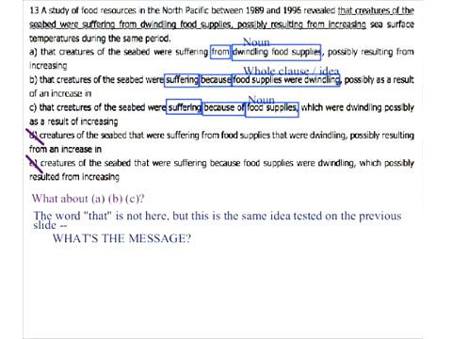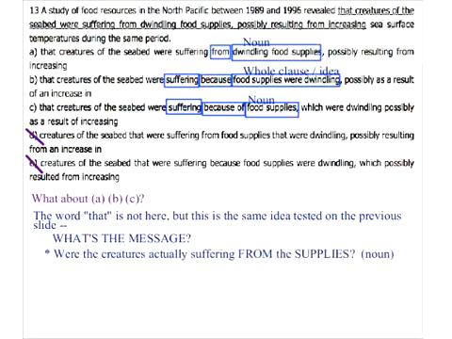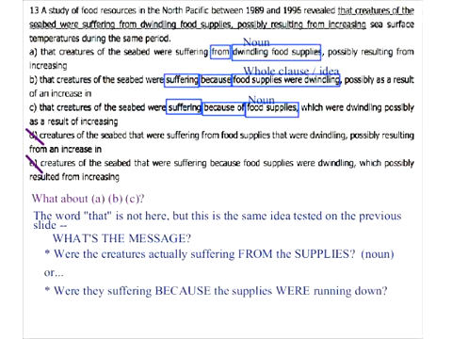So, were the creatures actually suffering from the supplies, which would be the noun, or were they suffering because of the idea contained in that clause? Were they suffering because the supplies were running down? If you realize this is the issue, it's probably pretty clear which way this one goes. The supplies themselves are not the cause of the suffering. The suffering comes from the fact that the supplies are being depleted.